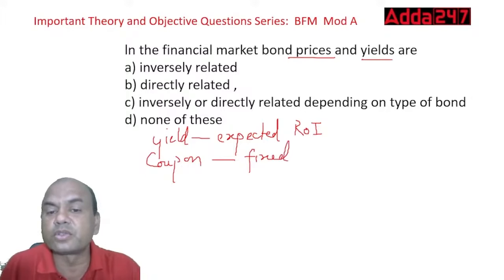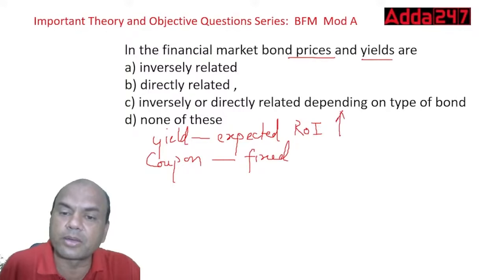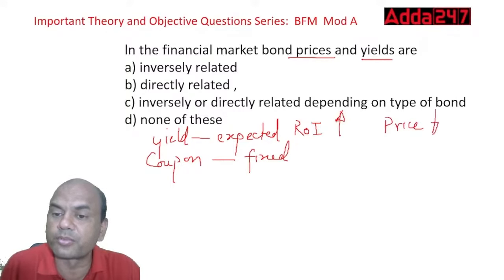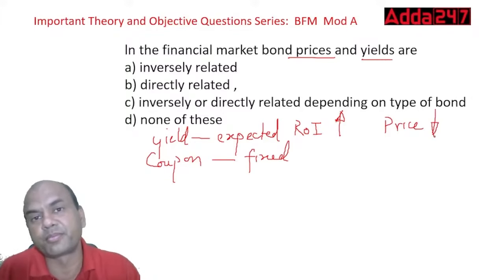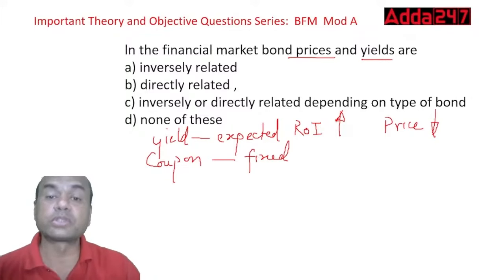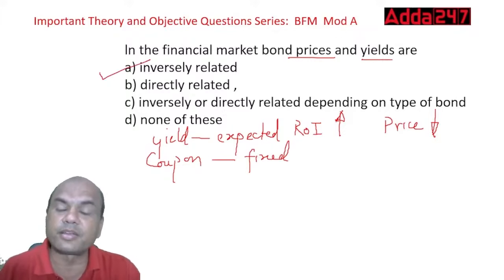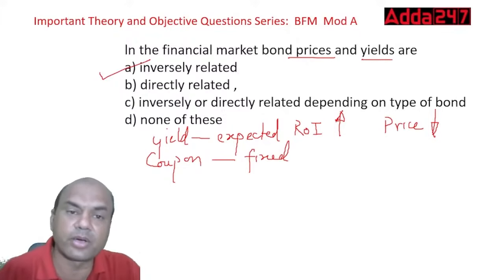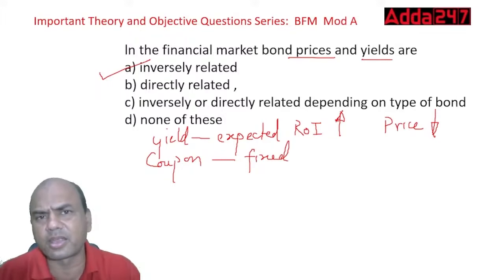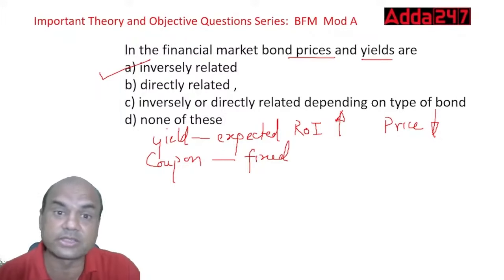But this yield goes on changing. Expected rate goes on changing. If the expected ROI goes up, then the price of your existing bond will go down. Always remember, if the expected ROI goes down, the price of the bond will go up. So it is inversely related, isn't it? In the financial bond market, bond prices and yields are always inversely related.